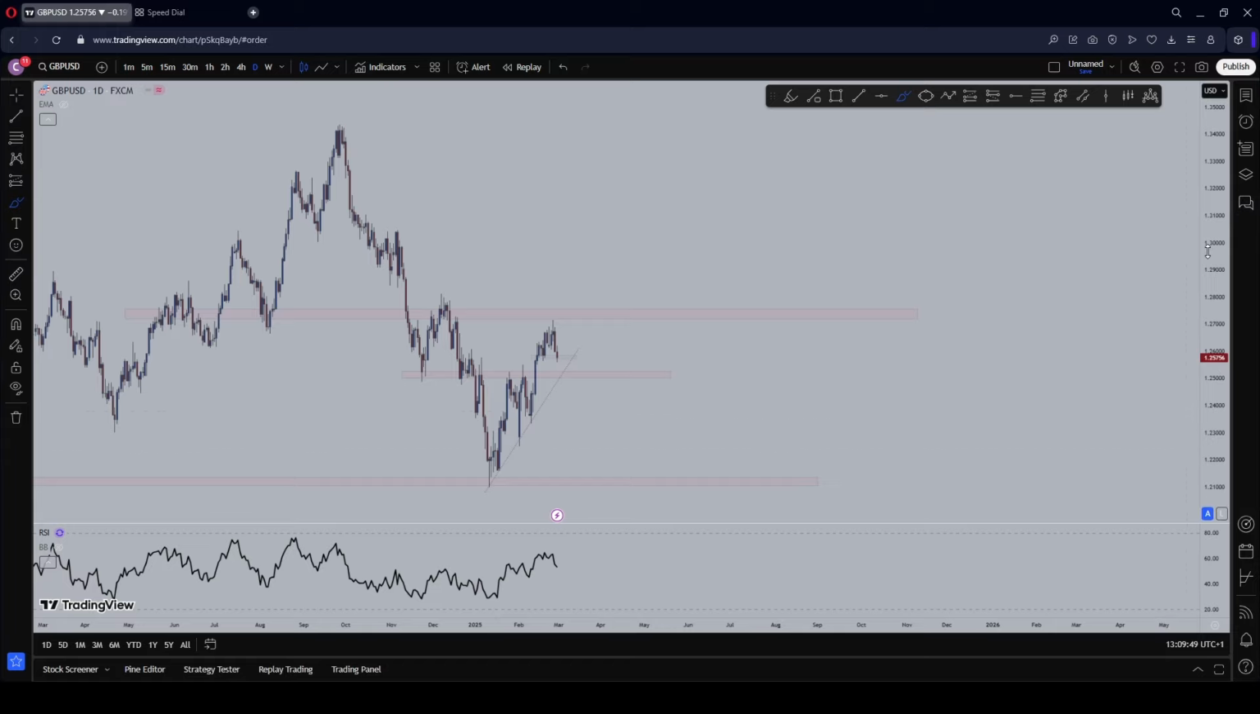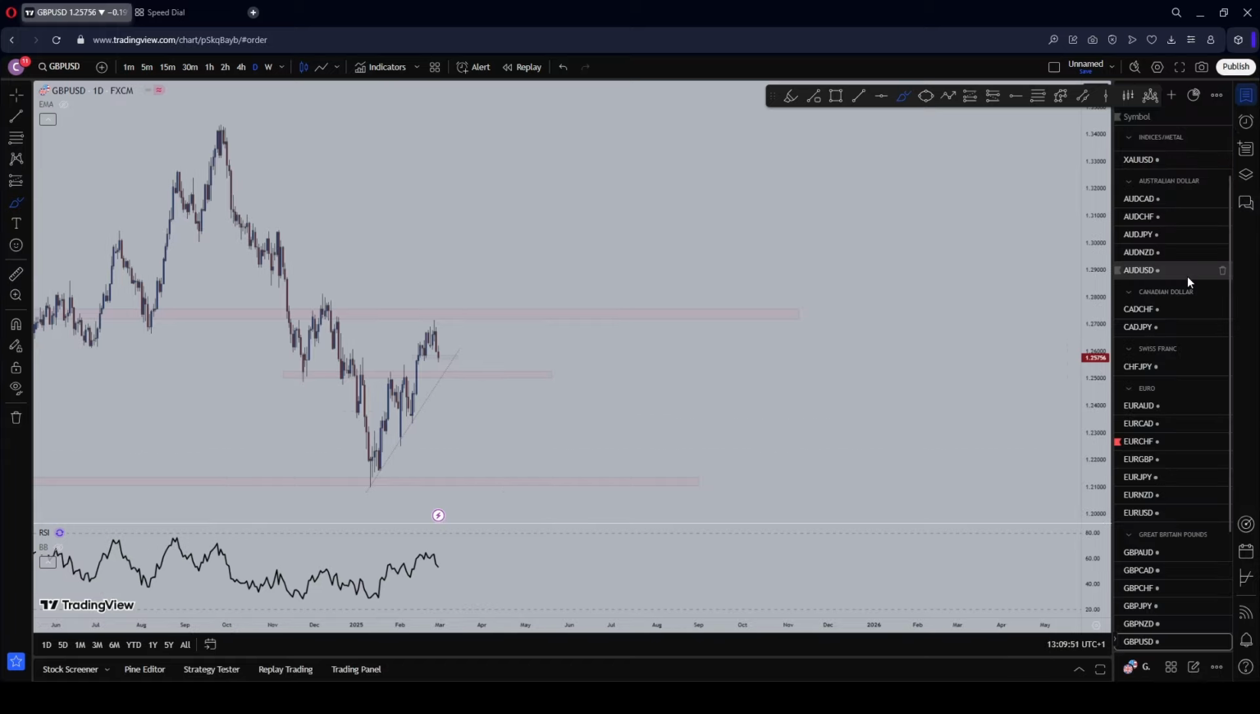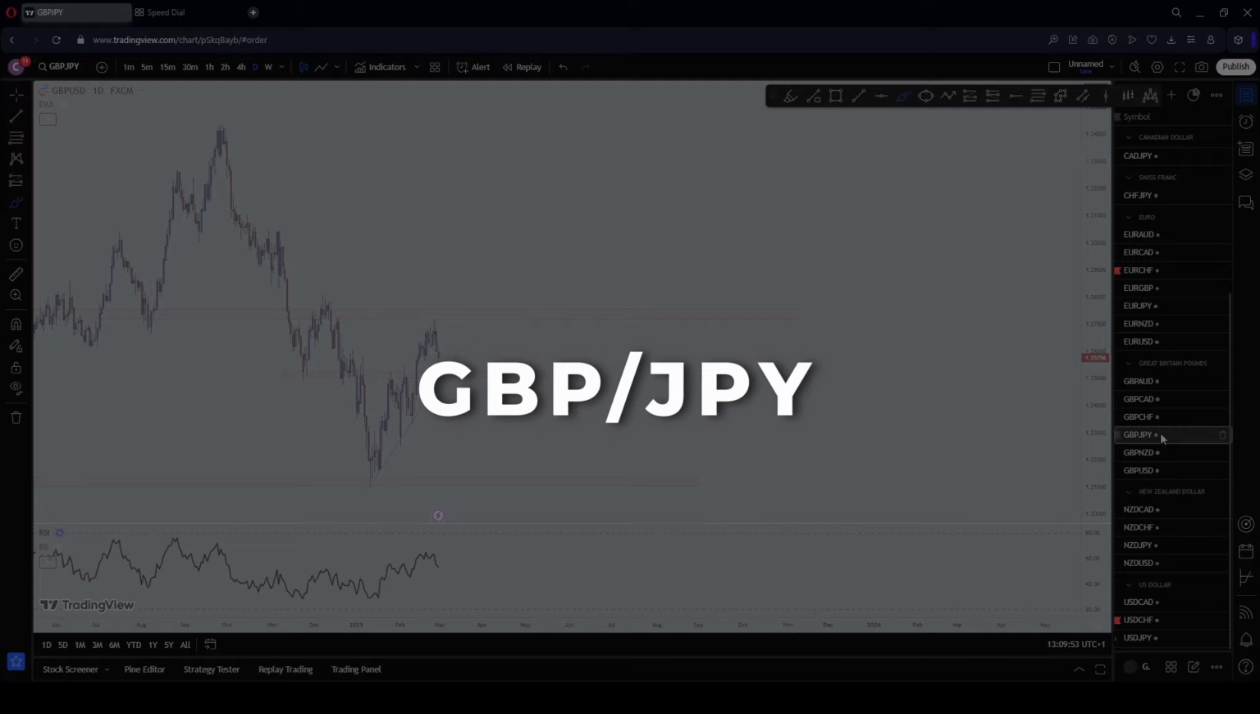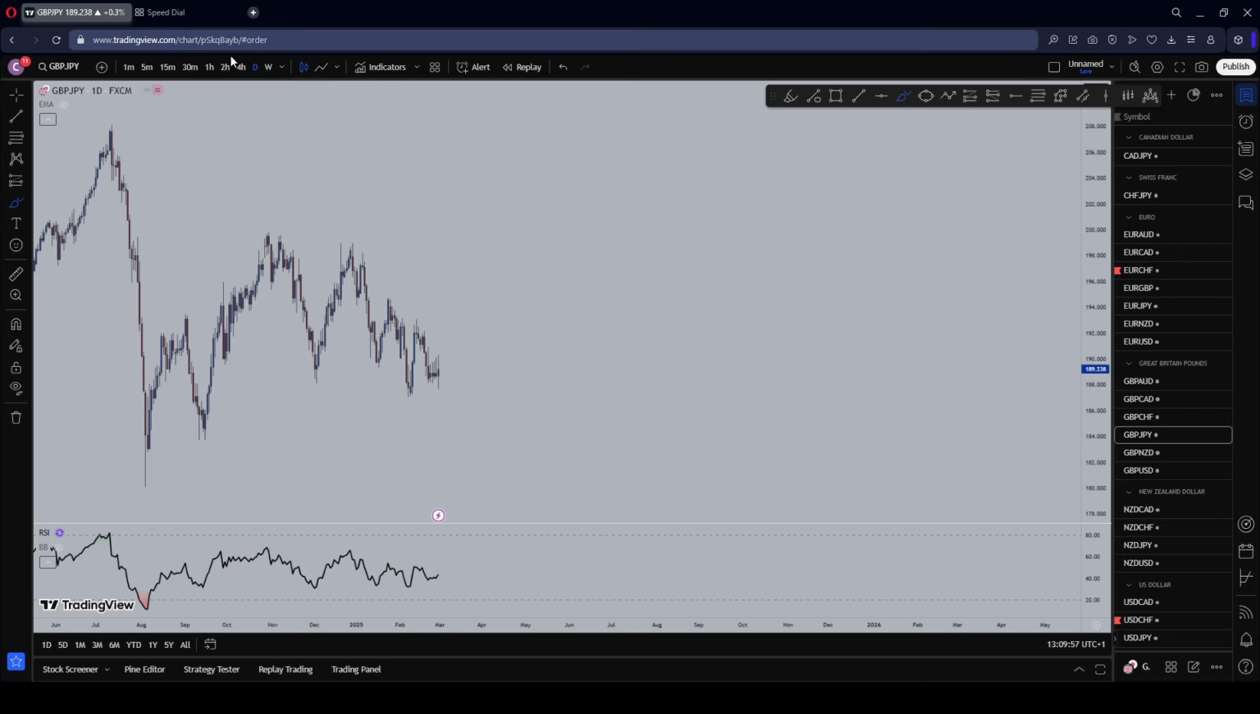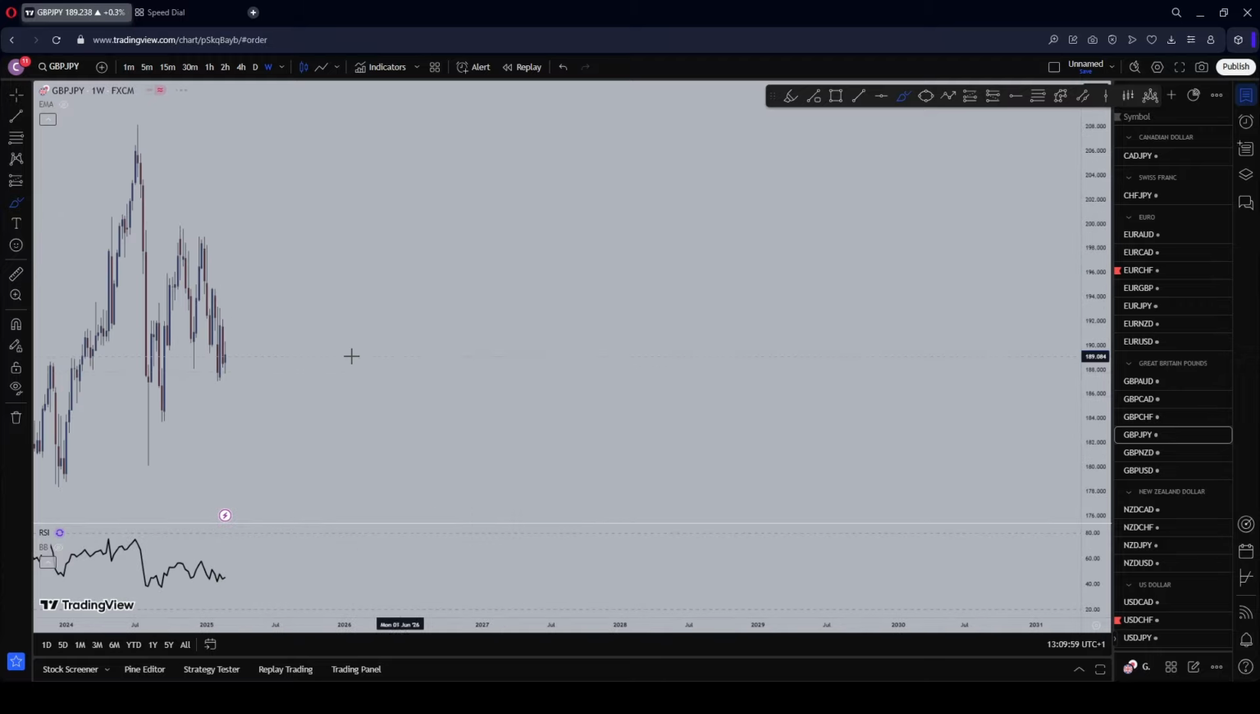Let me look at GBP. I don't trade it consistently, but I know a lot of people do. So let me see what is going on here. I trade EJ more than I trade GJ.